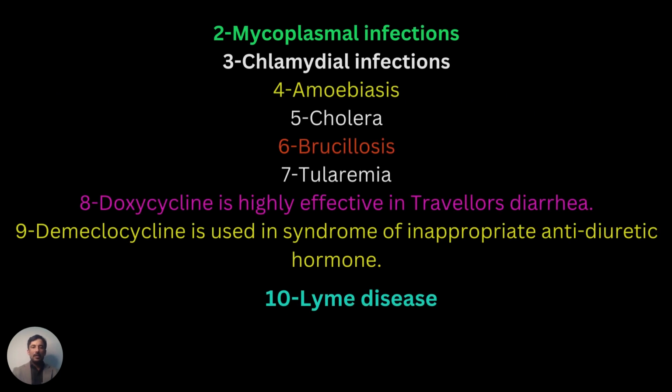Now, the other uses are that these drugs are effective in mycoplasmal infections, chlamydial infections, amoebiasis, cholera, brucellosis, and tularemia. So these are some of the therapeutic uses of these drugs. Doxycycline is highly effective in traveler's diarrhea. Demeclocycline is used in syndrome of inappropriate antidiuretic hormone, and these drugs are also effective in the treatment of Lyme disease. Moreover, doxycycline and minocycline can be used in the treatment of refractory acne vulgaris. These two drugs are very effective in acne.